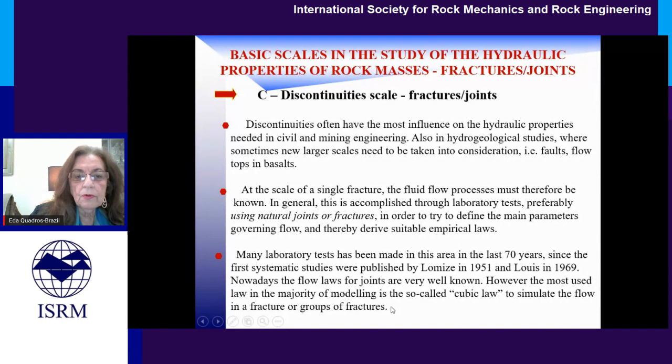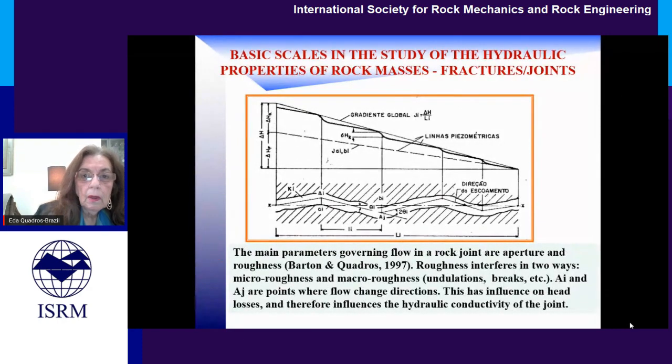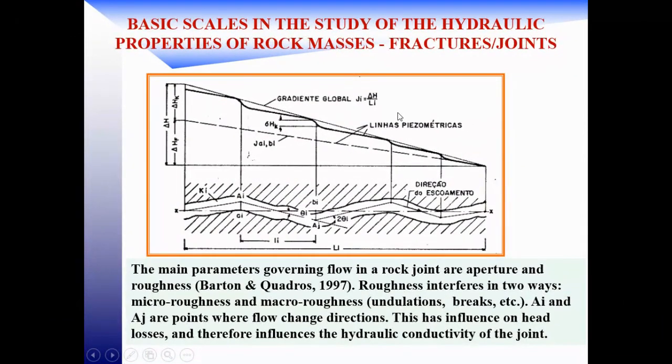However, the most used law in the majority of the modeling is the so-called cubic law to simulate the flow in a fracture or groups of fractures. The figure shows a rock joint where the main parameters that govern the flow are aperture and roughness. Roughness interferes in two ways, in the macro scale and micro scale.